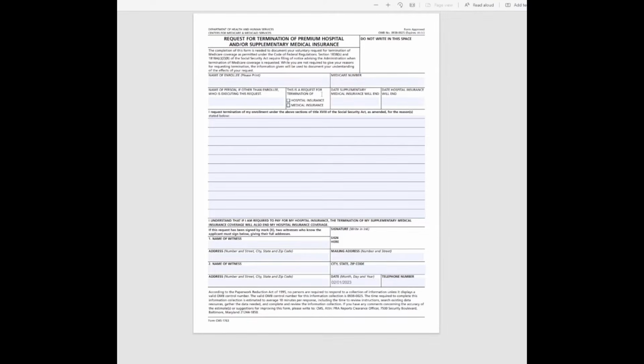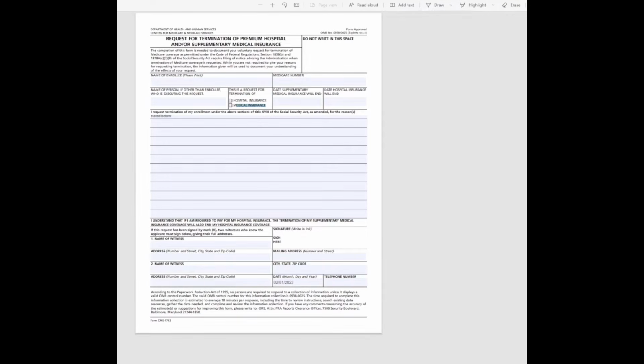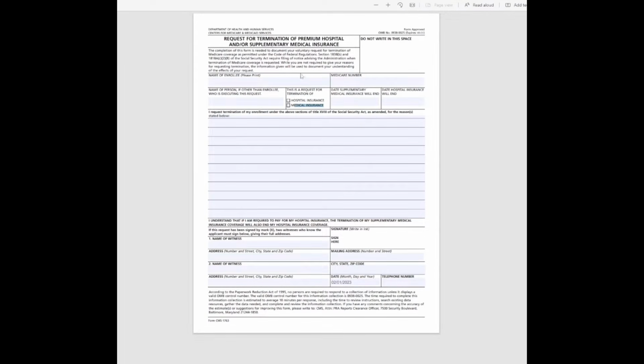Is this request for termination of hospital insurance, also known as Medicare Part A, or supplemental medical insurance, also known as Medicare Part B? Okay, and again, for today's purpose, we're going to try our best to stick to Medicare Part B.